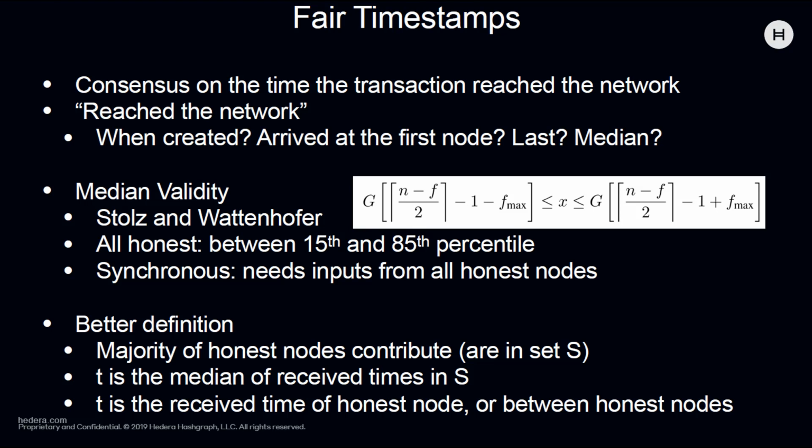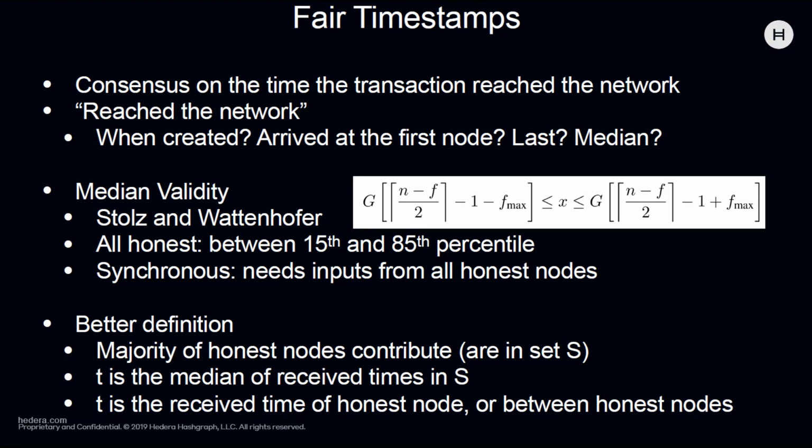Of the honest nodes, we want most of them to have the ability to contribute to the answer, to influence the answer. We're not going to say that every honest node has to influence the answer, because maybe some poor honest node is a victim of a DDoS attack, and they've been shut down for a long time, and they don't get a chance to contribute. That's okay. But we do want to make sure that most of the honest nodes get to contribute to the answer.